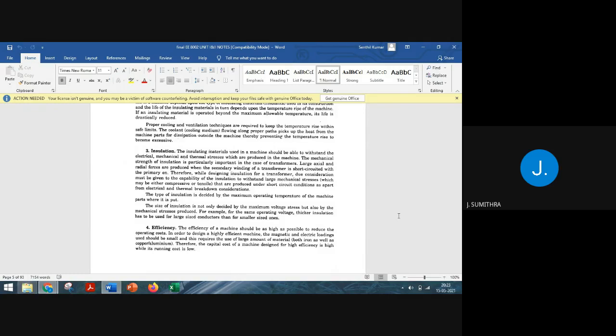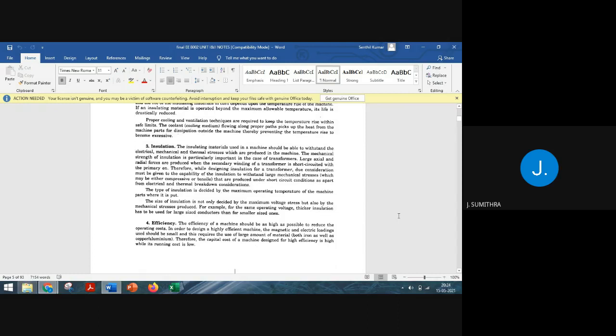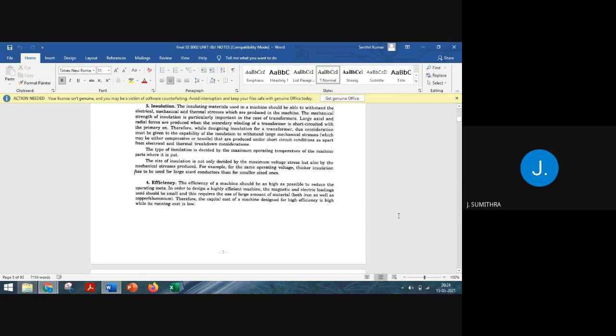So we have to take care while using proper material for insulation purposes. And the next one is efficiency. We all know that a machine is said to be a good one if its efficiency percentage is high. So obviously we have to design a machine with a high value of efficiency as far as possible.